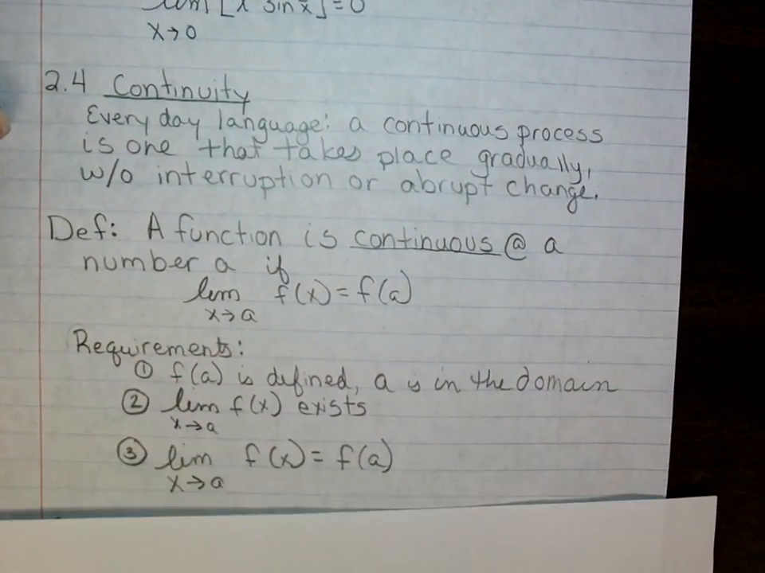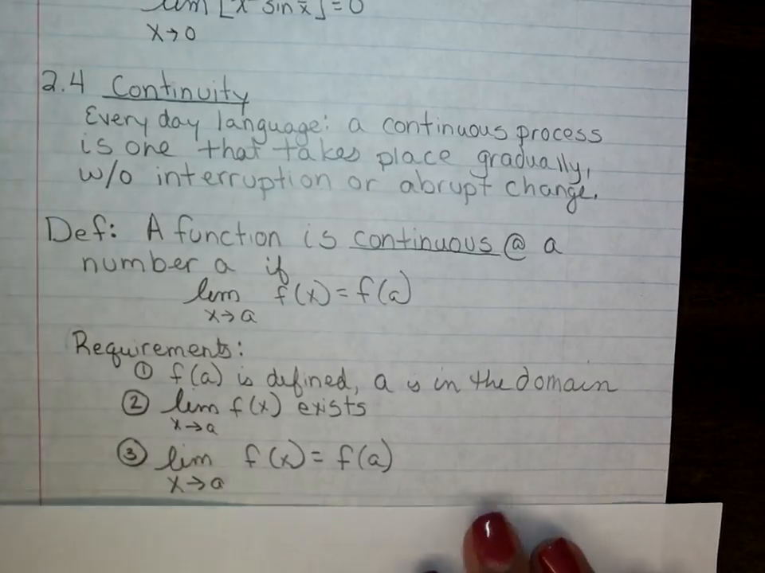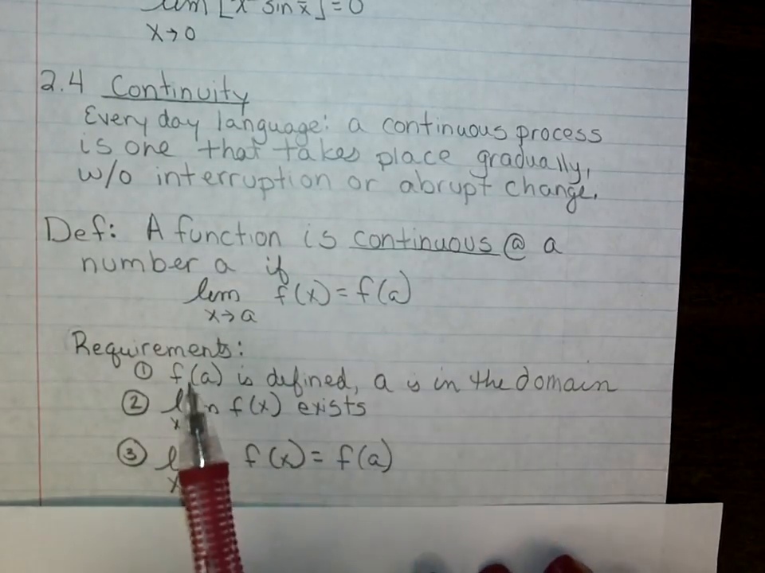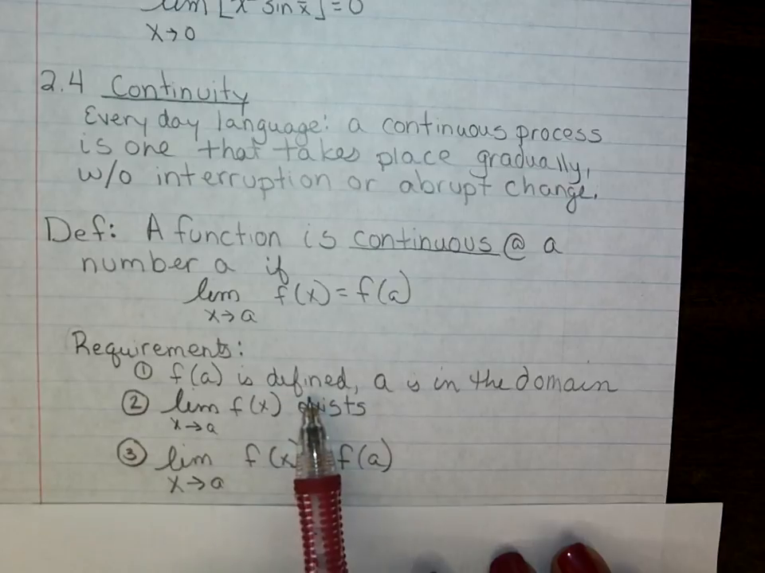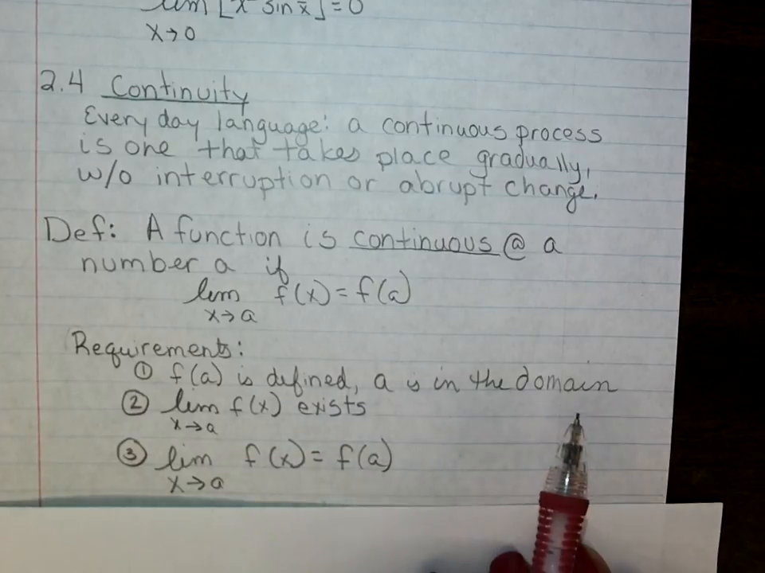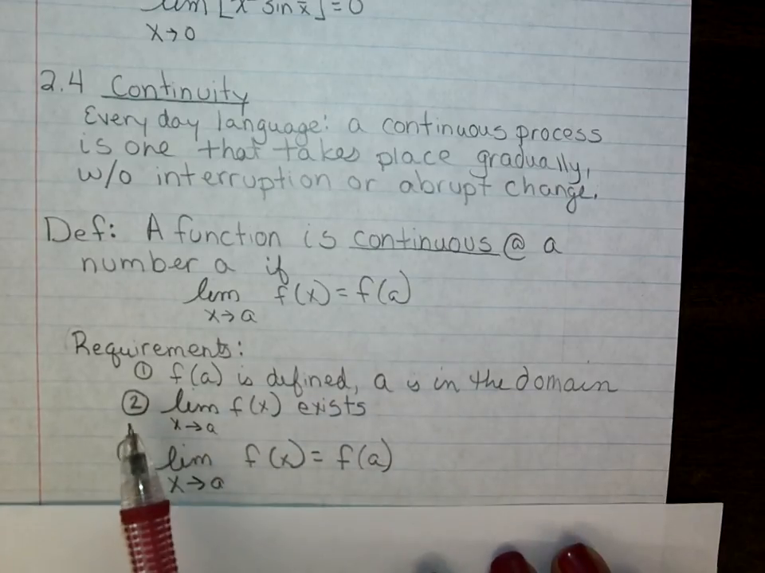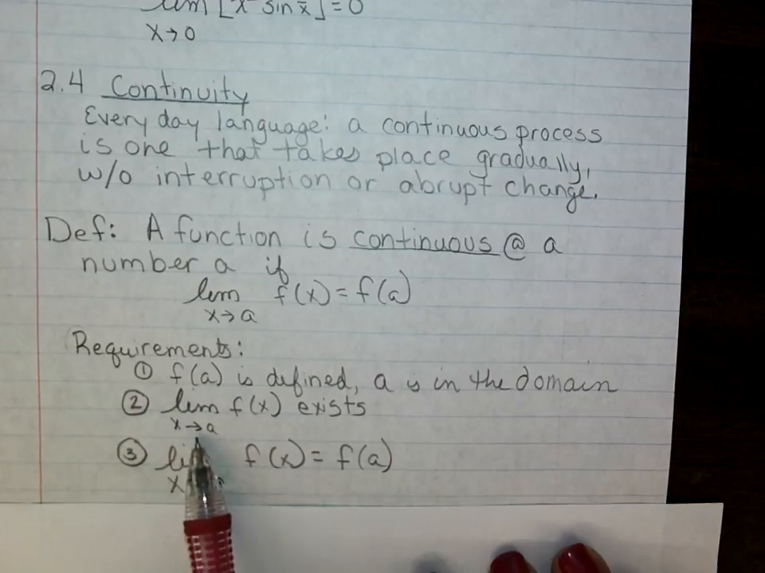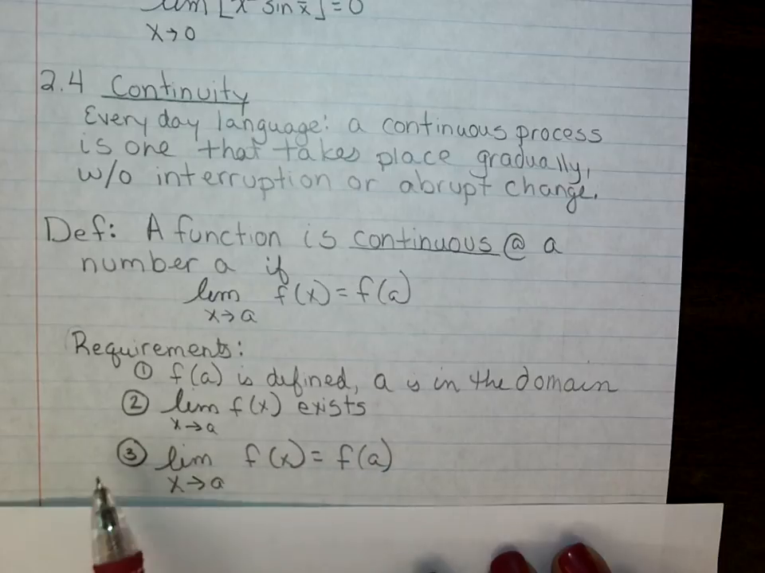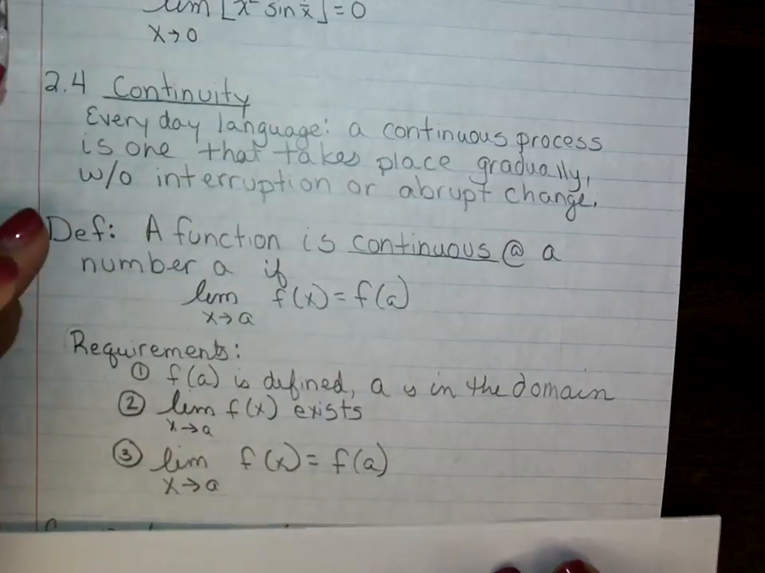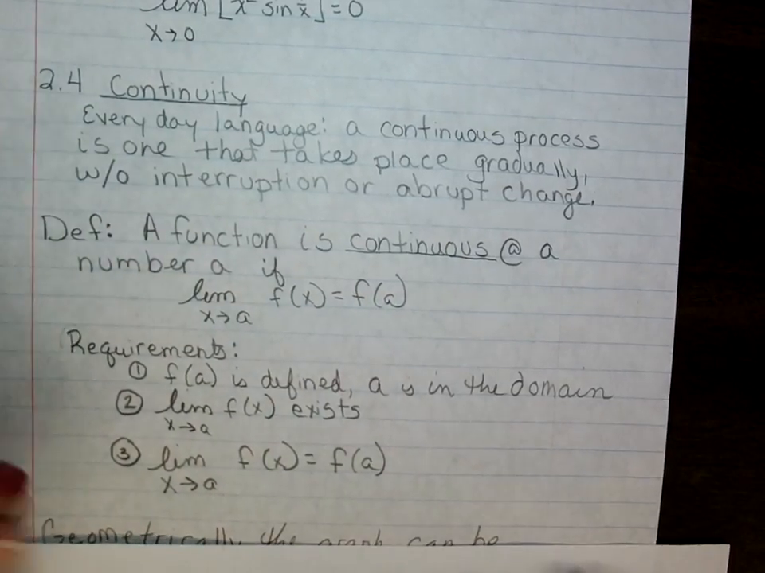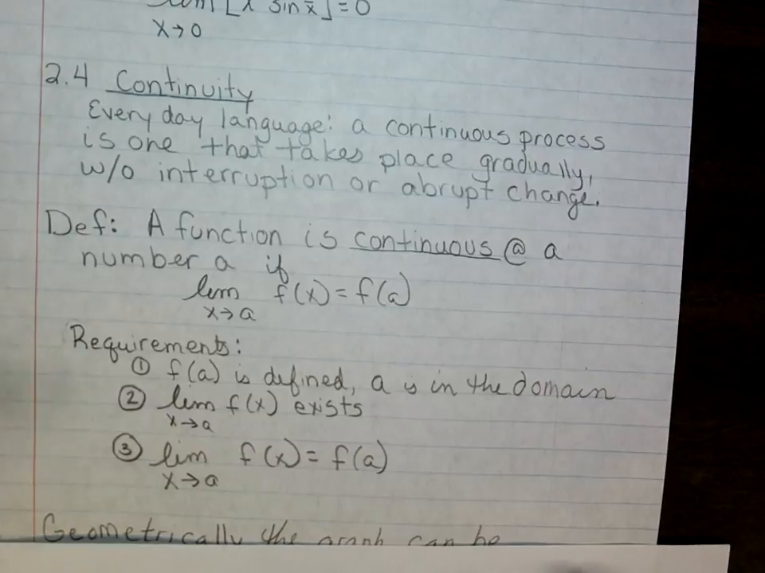And here are the requirements of what it means to be continuous. f of a is defined, meaning a is in the domain. The limit as x approaches a of f of x has to exist, and the limit as x approaches a of f of x equals f of a. So those are the three requirements we have.